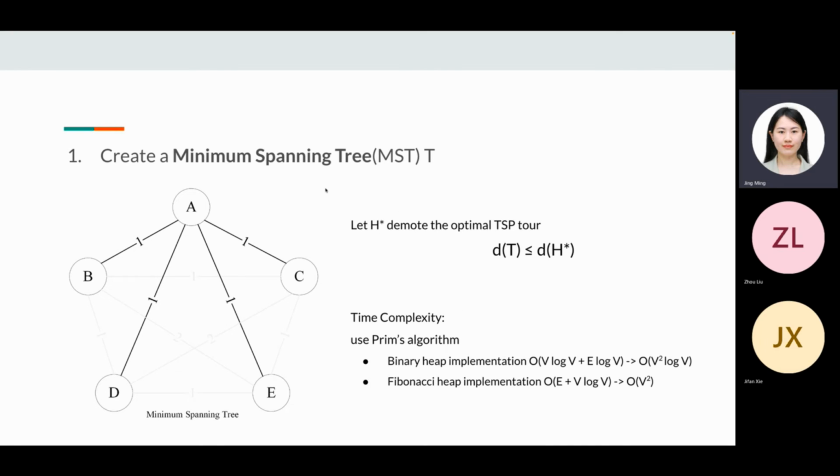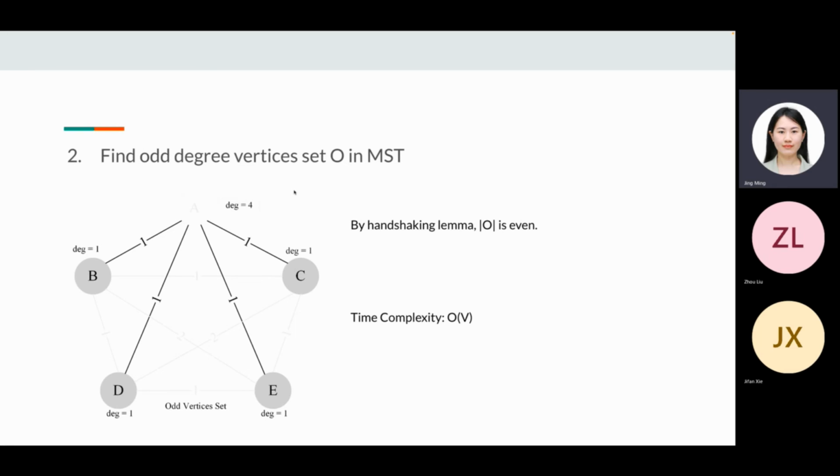First, we create an MST. From the lecture, we know that d(T) is smaller than the optimal tour. We use Prim's algorithm to realize this and test both binary heap and Fibonacci heap in the implementation. Both time complexities are lower than cubic. And second, we find vertices with odd degree. Here, B, C, D, E have the degree of 1. By the handshaking lemma, the cardinality of this set is always even, and this step takes linear time.